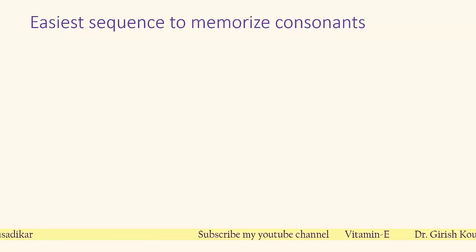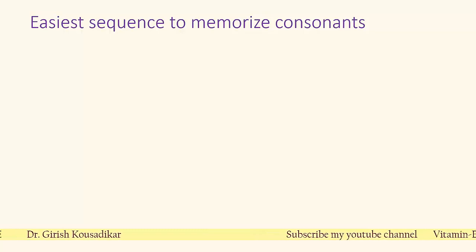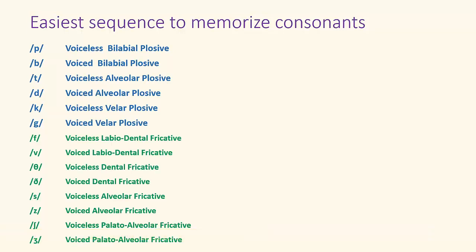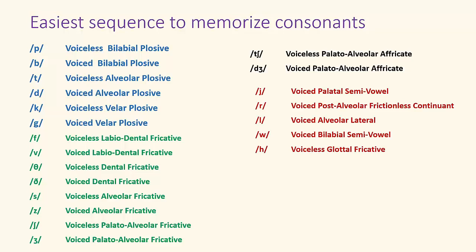In the last video, we have seen the easiest sequence to memorize consonants, how these consonants are to be memorized through a proper, easy but logical sequence. We have seen that the first group is of 6 plosives, which is followed by fricatives. After fricatives there is a sequence of 2 affricates followed by a mixed bag of semivowels, lateral and frictionless continuant. This consonant sequence is concluded by 3 important nasal sounds.